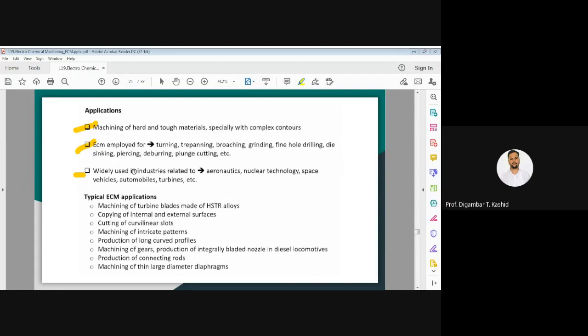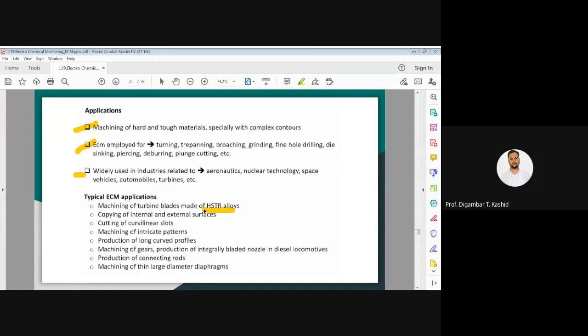Typical applications are also there. It is used for machining turbine blades, which are made of high strength temperature resistant material.